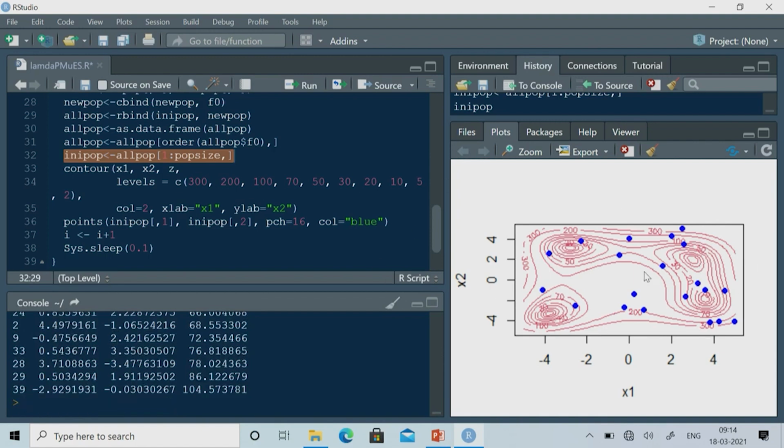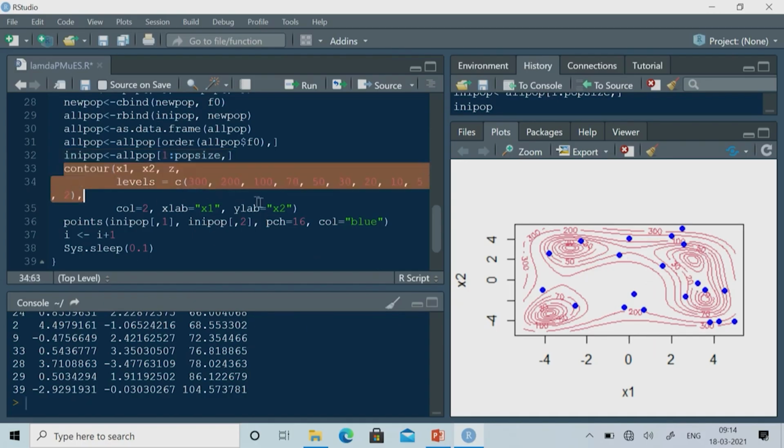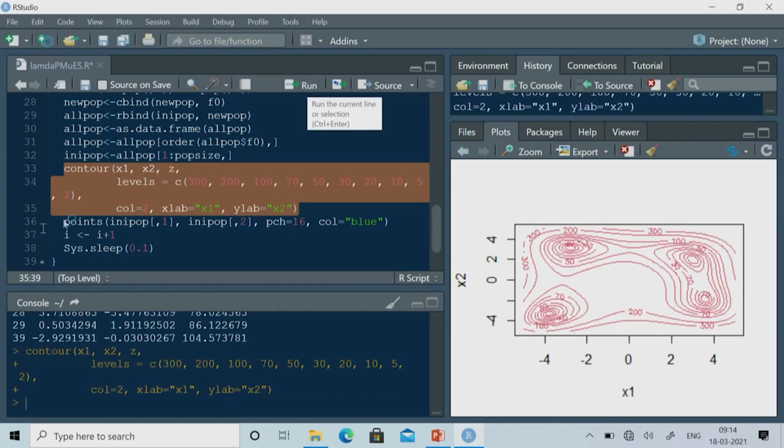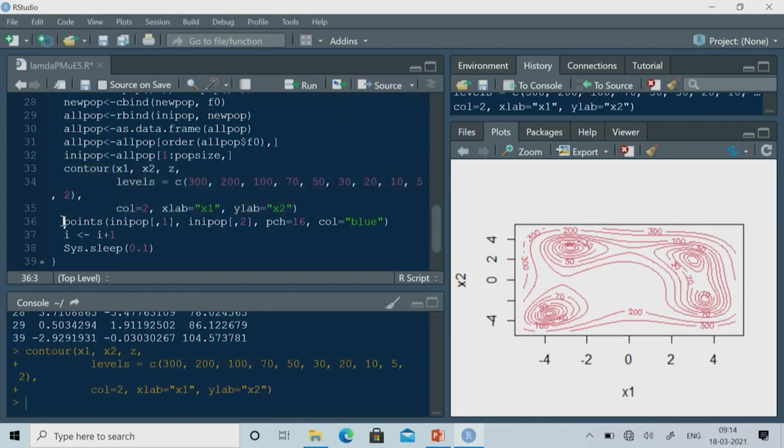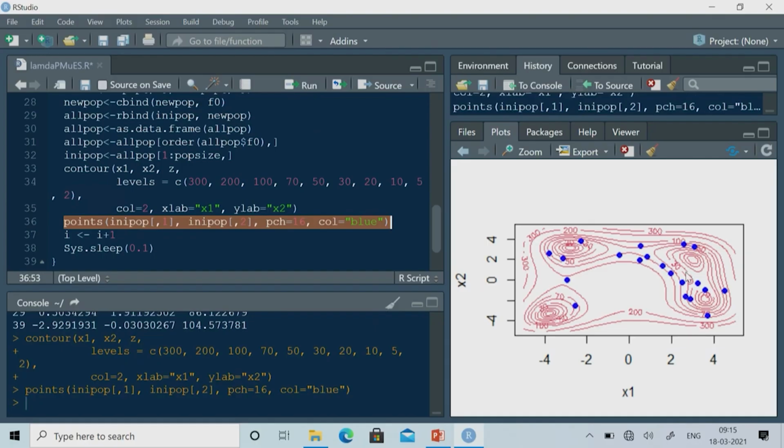Next line: this is the initial population, whatever you have seen over the contour. I would like to have a different contour map and erase that one, so I am executing this line again. I am getting a different contour, then putting the new population over it. This is the new population you are getting from the initial population.